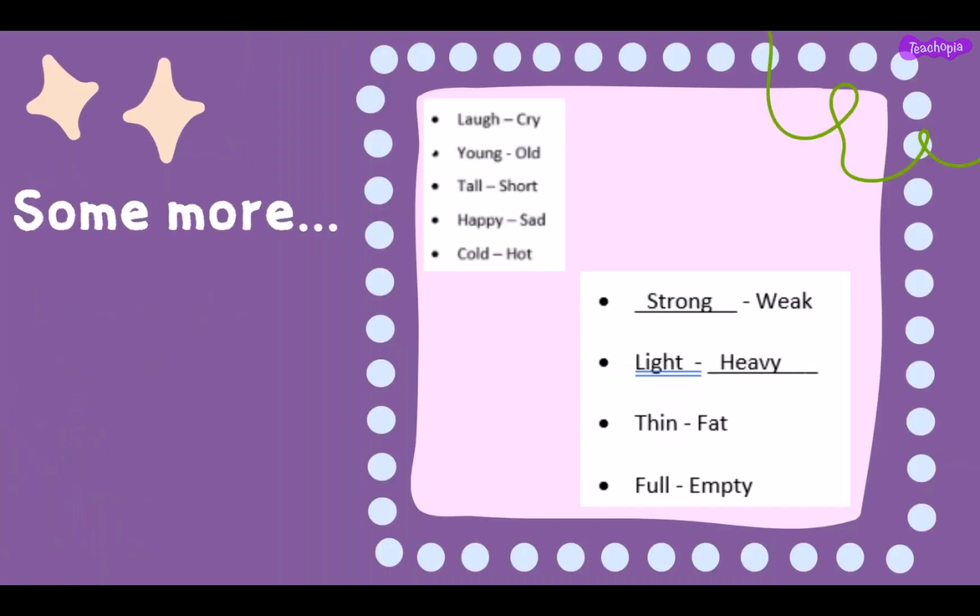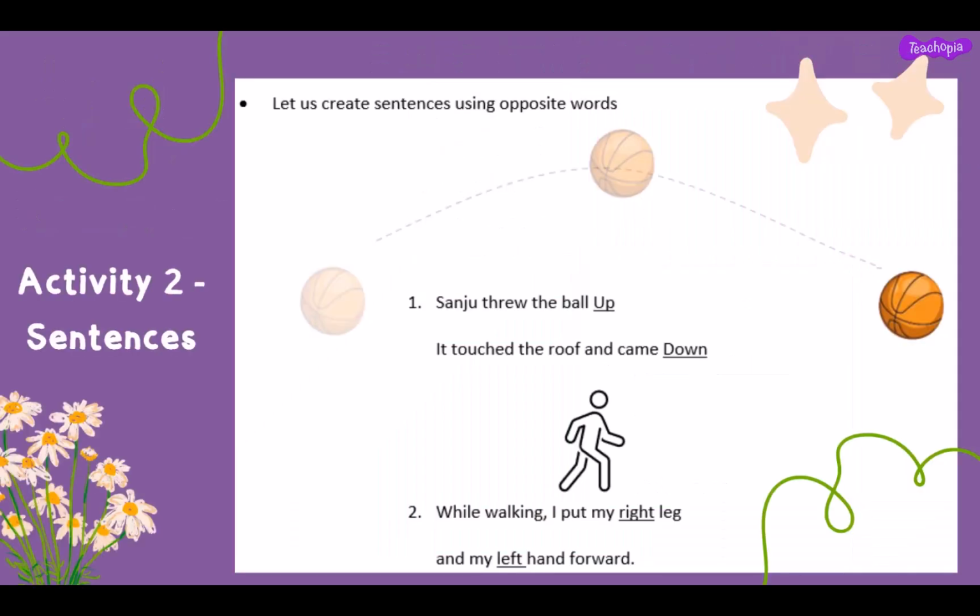Similarly, we have a few more words. Strong and weak. For light, we have the word heavy. Thin, fat, full, empty. Now that the learners are comfortable using opposites in single words, direct them to create sentences using opposites in the same sentence.